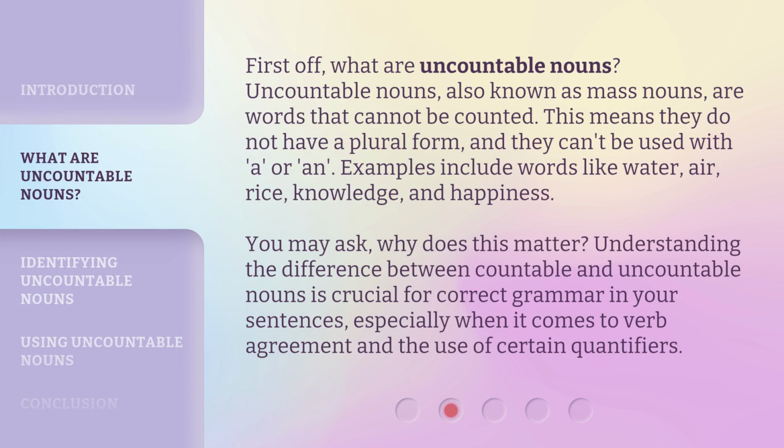First off, what are uncountable nouns? Uncountable nouns, also known as mass nouns, are words that cannot be counted. This means they do not have a plural form, and they can't be used with a or an. Examples include words like water, air, rice, knowledge, and happiness.